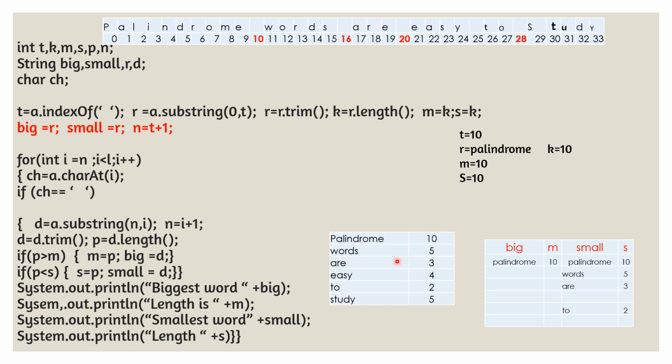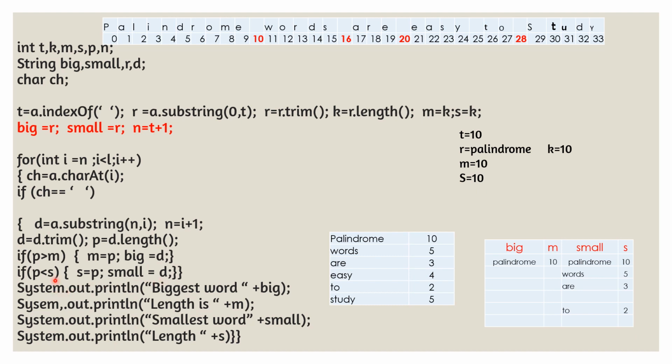Here the length of the second word is 5. And when we compare, P is less than S. 5 is less than 10. Then S is equal to P. Here is the length of the word. S is equal to P means 5 will come to S and the particular word will come to small. S is equal to P and small is equal to D.